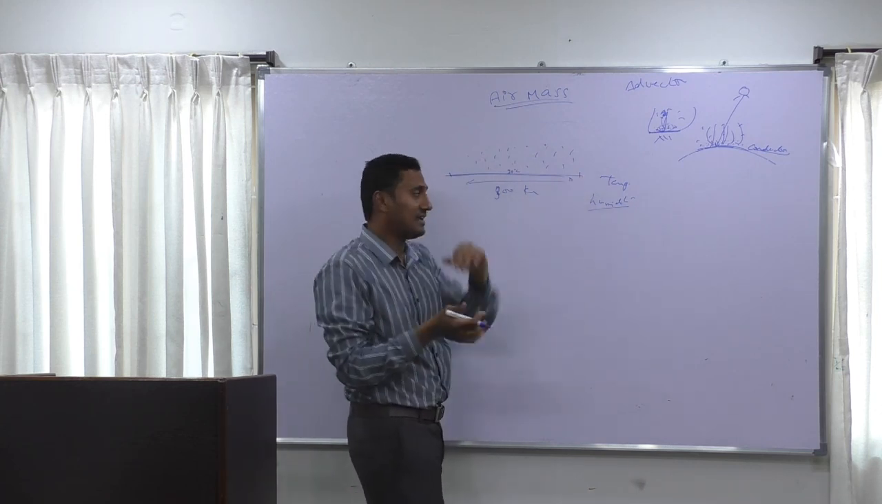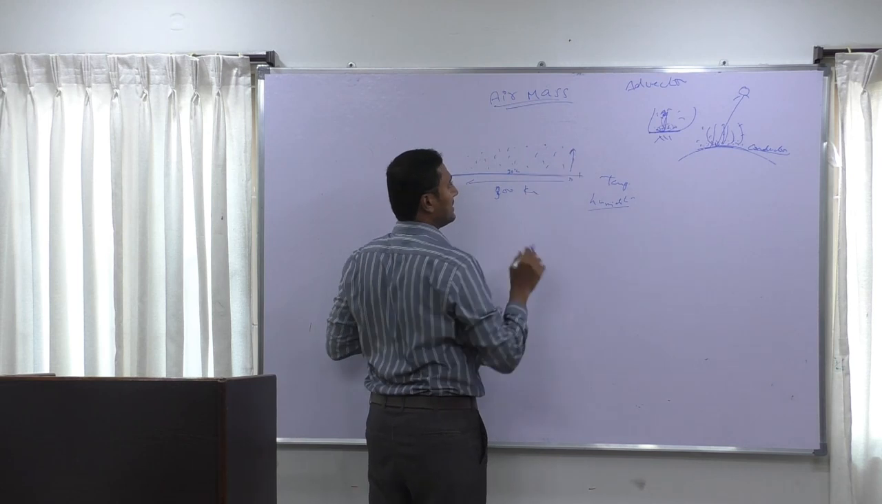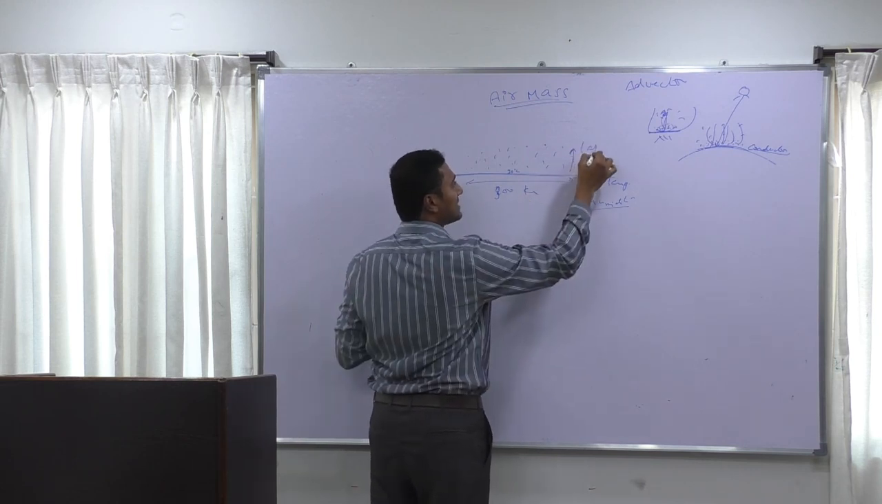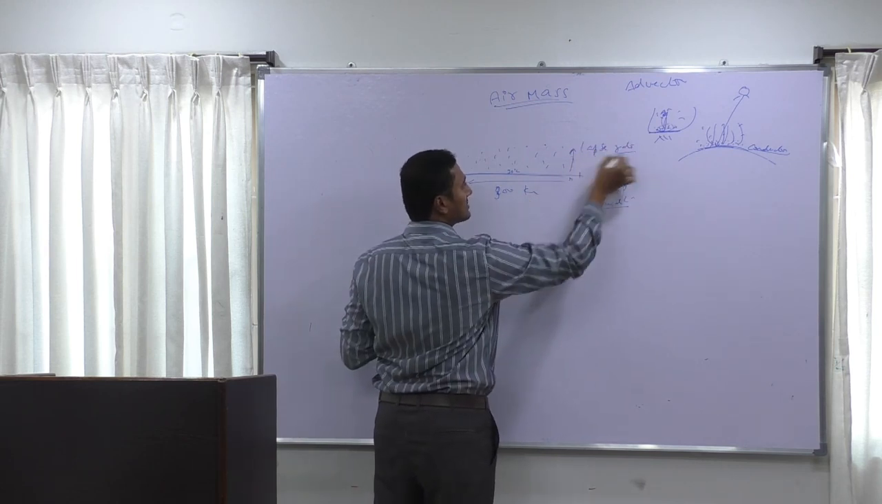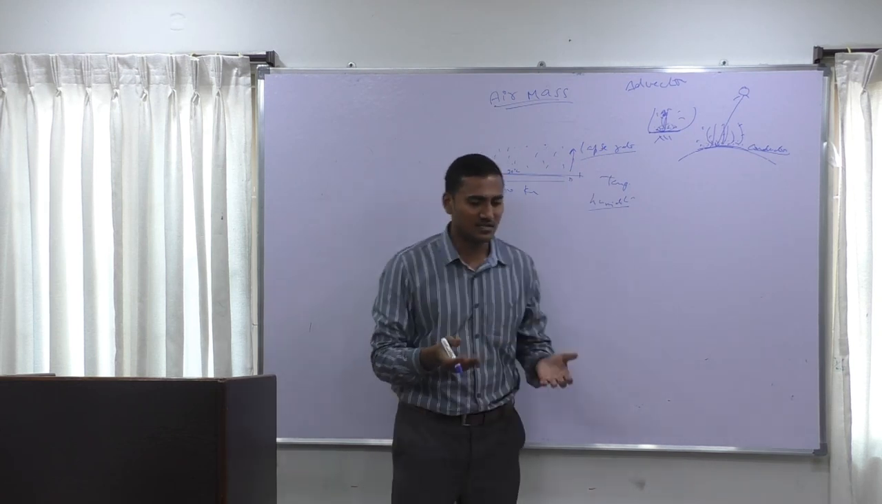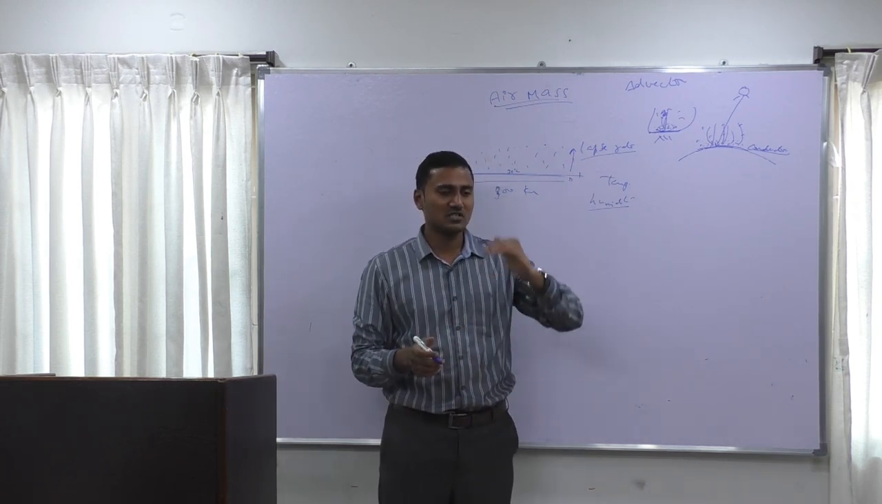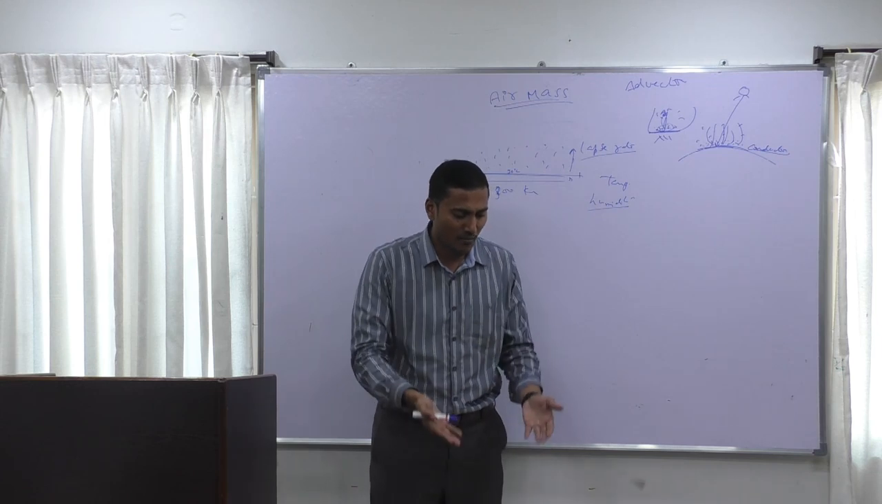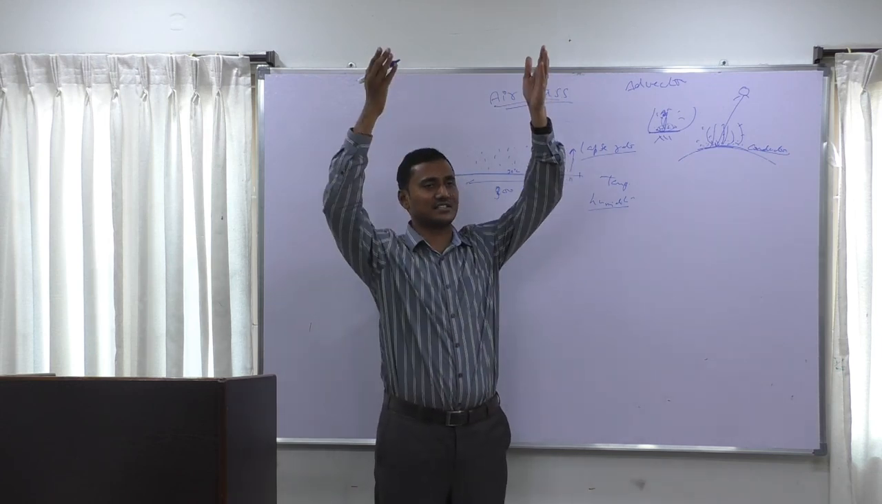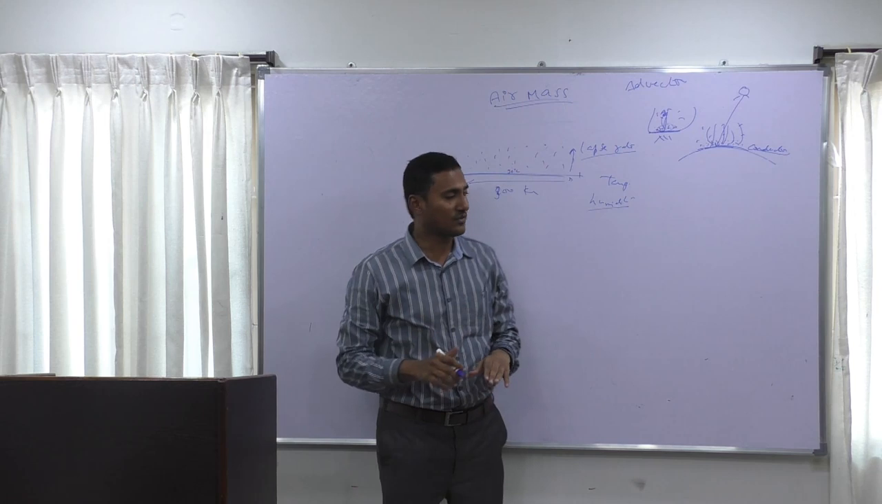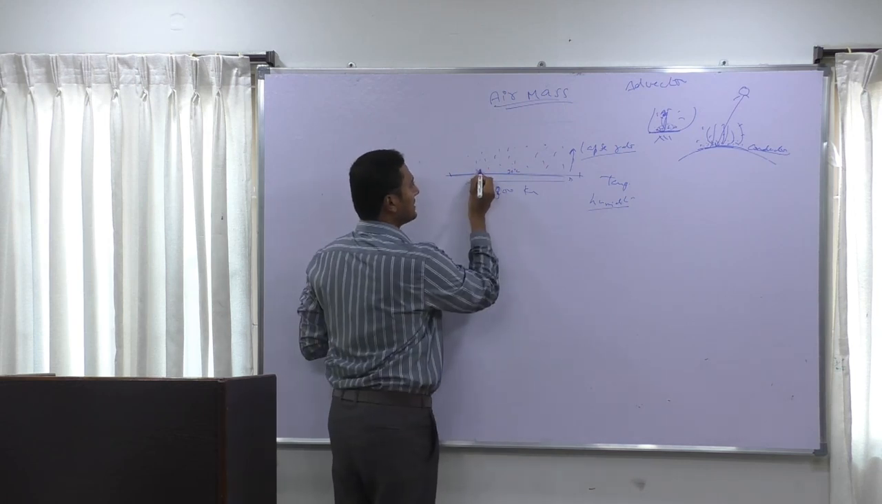Now if you go vertically, it will have the same lapse rate. Actually, lapse rate means reduction in the temperature. See, as you go above that surface, will the temperature reduce or increase? Reduce. So, for example, here 30 degrees centigrade.